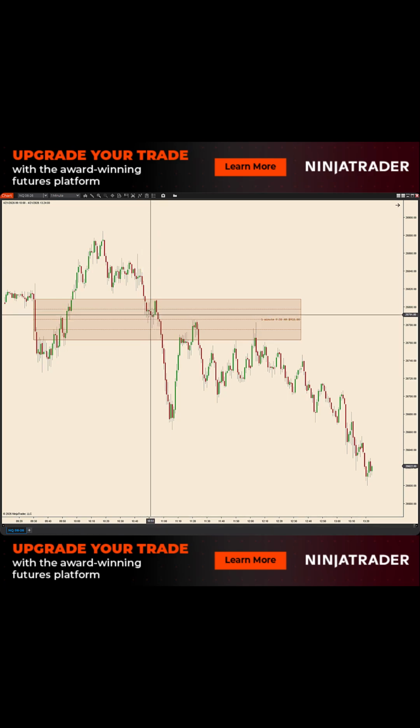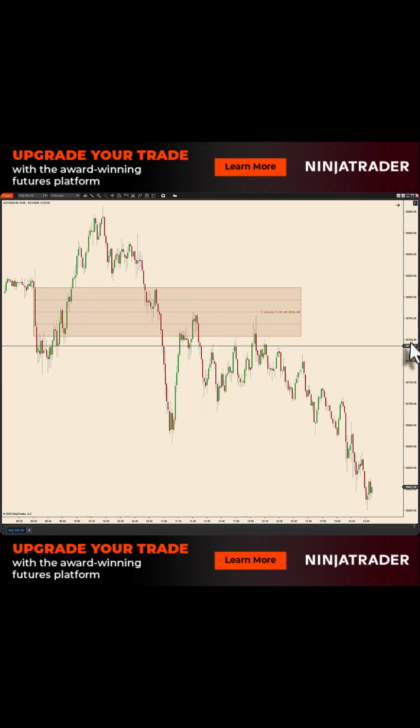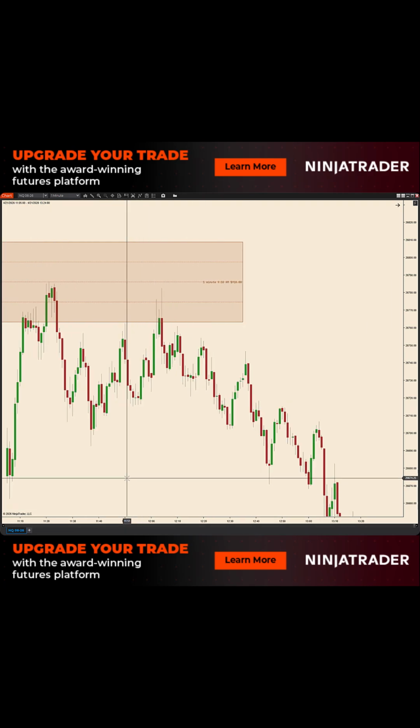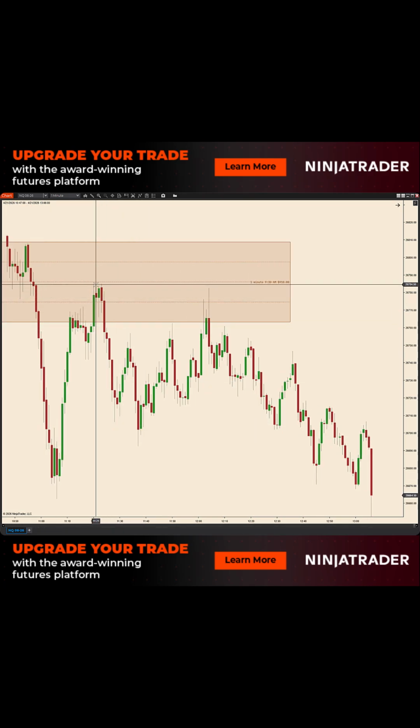And notice how much it held. Eventually we do cross below it, and then on the move back, we treat that as premium. This candle high is very, very accurate. Maybe that's one tick from the midpoint.